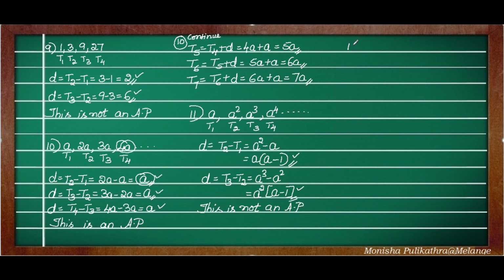So moving on to the 12th problem. So the 12th problem is root 2, root 8, root 18 and root 32. Okay, root 2, root 8, root 18 and root 32, etc. So here this is T1, T2, T3 and T4. So first we need to find the common difference, that is T2 minus T1. Here T2 is root 8 minus T1 is root 2.